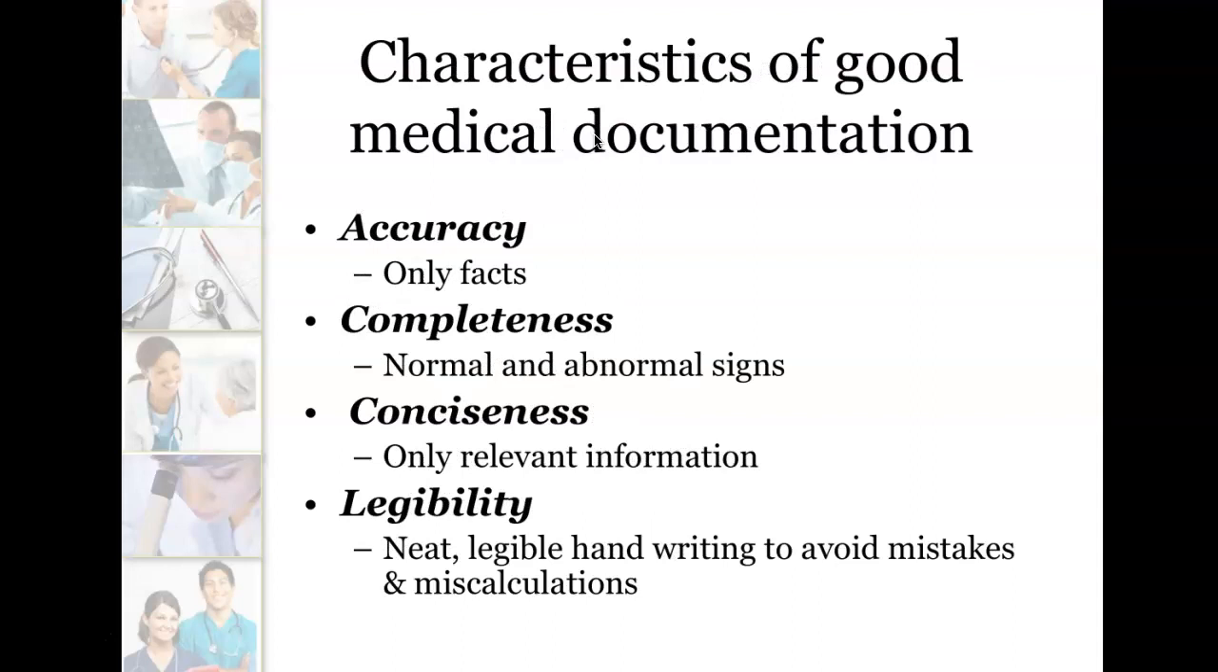The characteristics of good medical documentation are accuracy: only report the facts, not opinions. Completeness: make sure to record both normal and abnormal findings. Conciseness: only include relevant information and do not use excessively wordy language. It just takes people longer to read it. Legibility: with electronic medical records, this is less of a problem, but in handwritten forms, they need to be neat and legible to avoid mistakes or miscalculations.